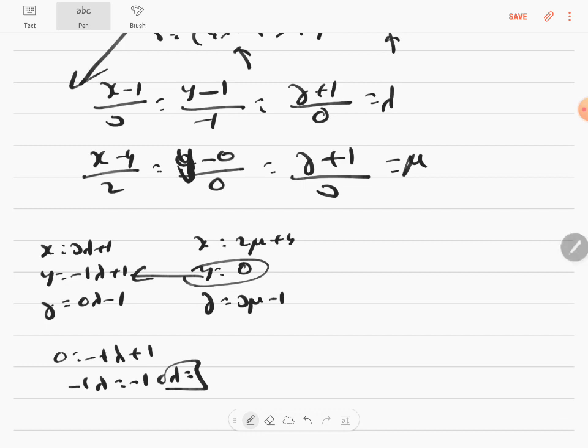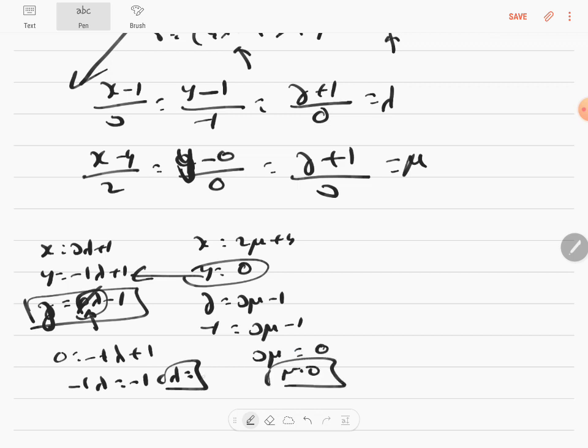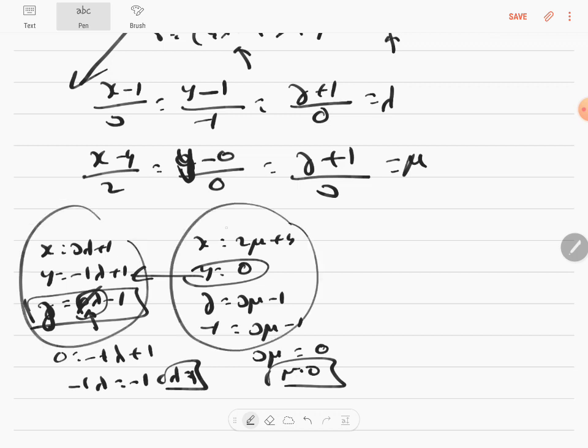What else can you say? This becomes 0. Z is equal to minus 1 from this equation, because 0 lambda. Okay, z is equal to minus 1. You put minus 1 is equal to 3 mu minus 1. The 3 mu is equal to 0. Mu is equal to 0. You're getting lambda is equal to 1 and mu is equal to 0. Substitute back in this and this and get the point of intersection.